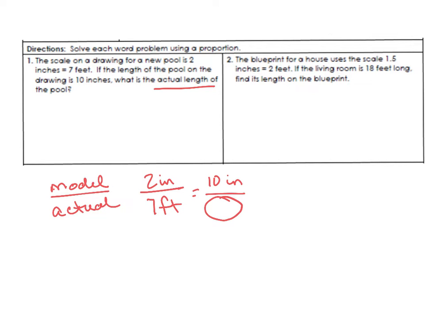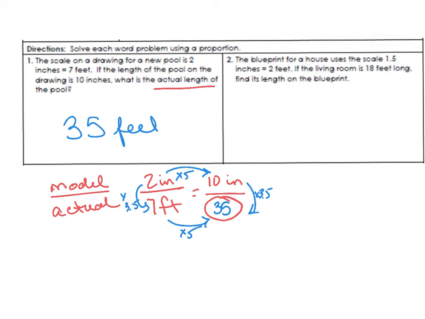So again, we're going to find an easy way. We're going to go this way, or we're going to go this way. And again, either one of them works. 2 times 3.5 is 7. Easier in my mind, 2 times 5 equals 10. So 7 times 5 gives me 35. And I'm pretty sure if I did 10 times 3.5, it would also give me 35. So my answer up here is 35 feet.